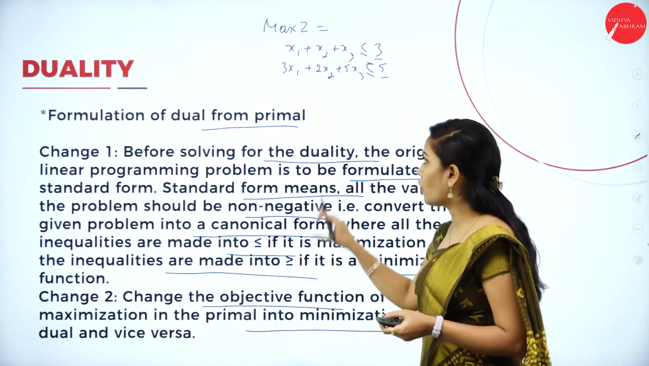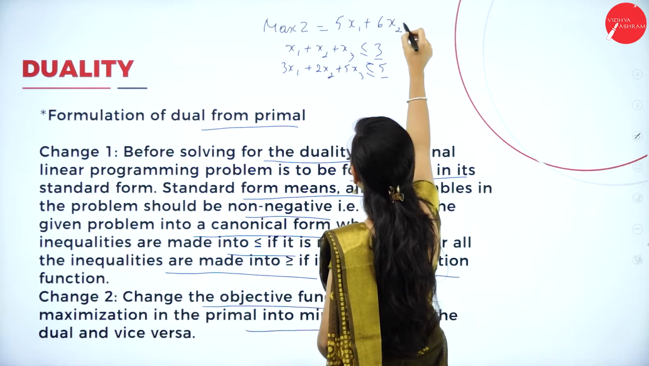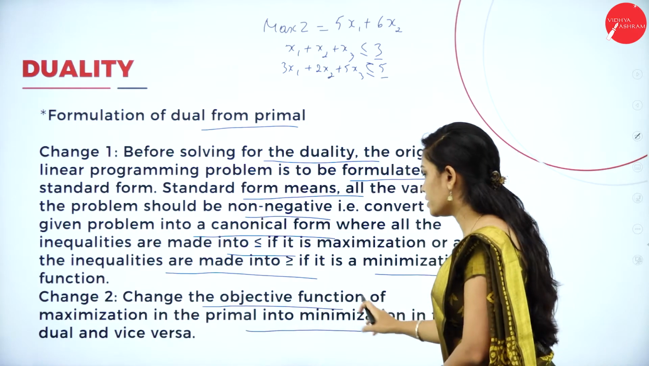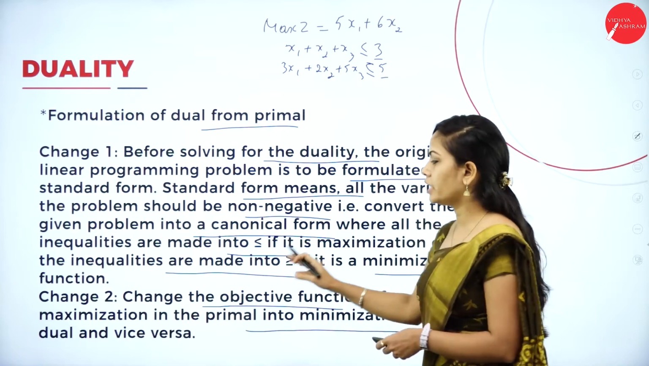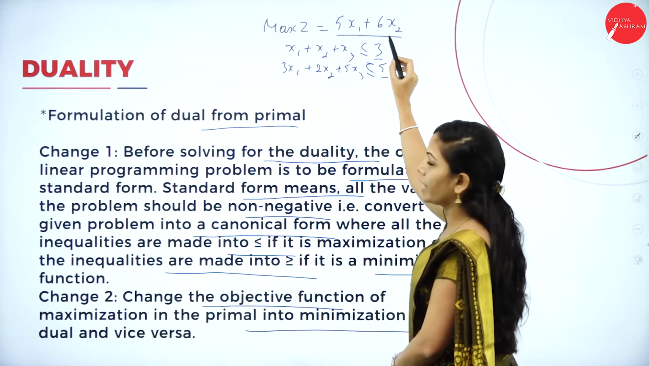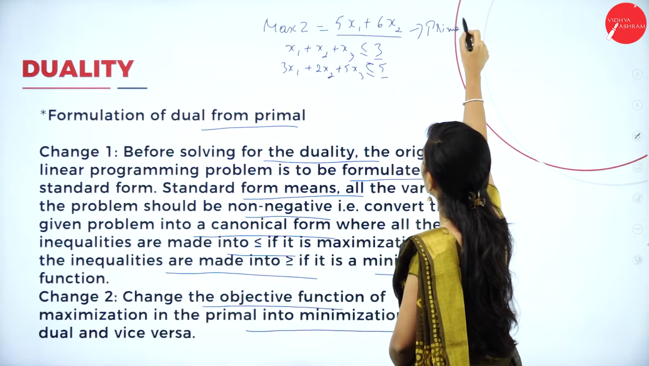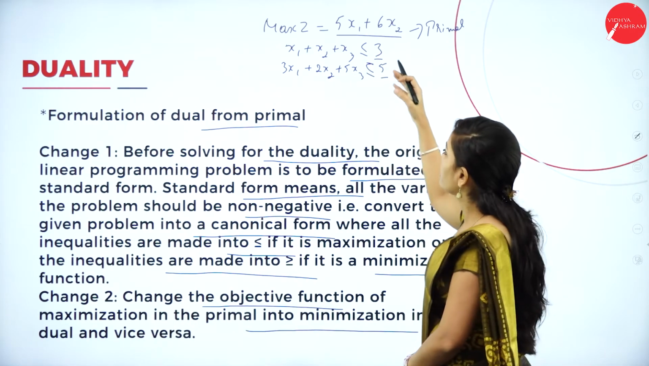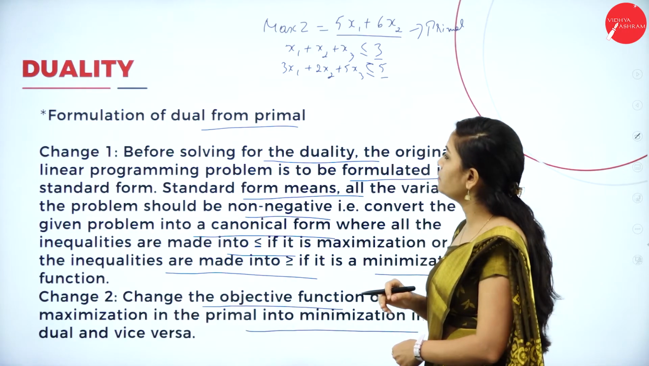So here the objective function, for example, I have 5x1 and 6x2. Maximization is equal to 5x1 plus 6x2. So in the second step, the objective function of maximization in the primal changes into minimization in the dual and vice versa. Here the objective function is 5x1 and 6x2. All this is primal. For converting into dual, all the maximization objective function coefficients will come to the RHS value. Next I will show you with an example.